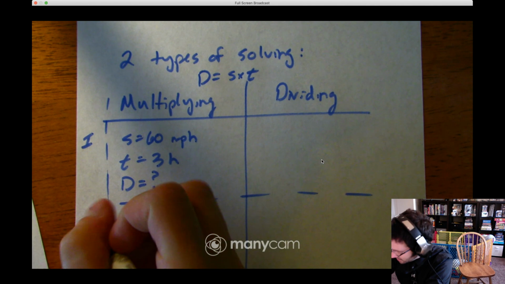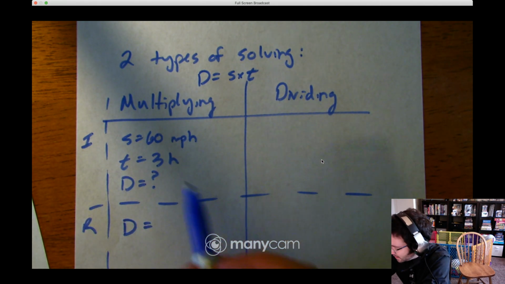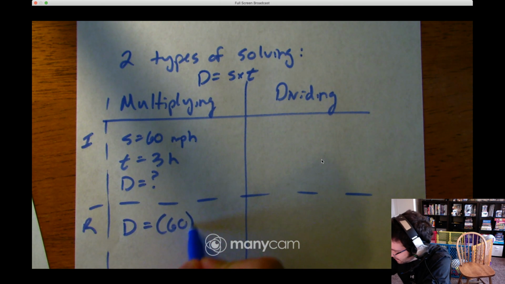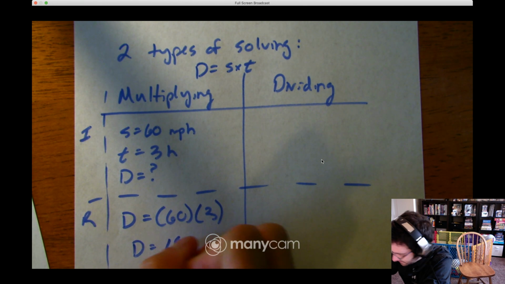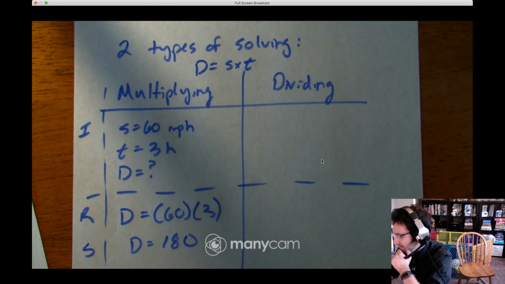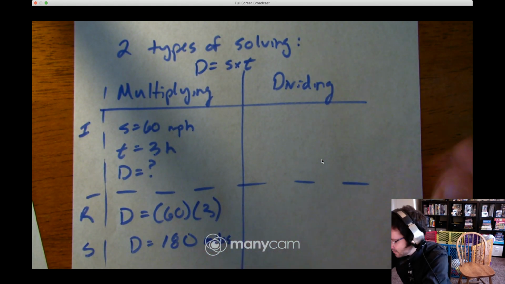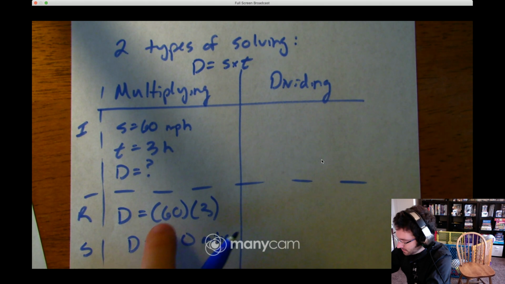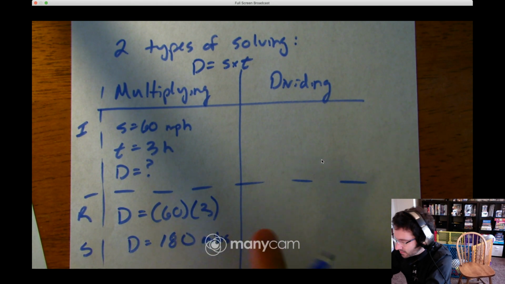My second step is to replace. So I don't know D, so I have to leave that as the letter. I know the speed is 60. I know the time is 3. 3 times 60 is 180. So that's my solve step right there. I multiply them out, and I know that my distance will be in miles, so I can add my units. Okay, so if the variable is already by itself, you'll just need to multiply the two numbers together, and you'll be done.